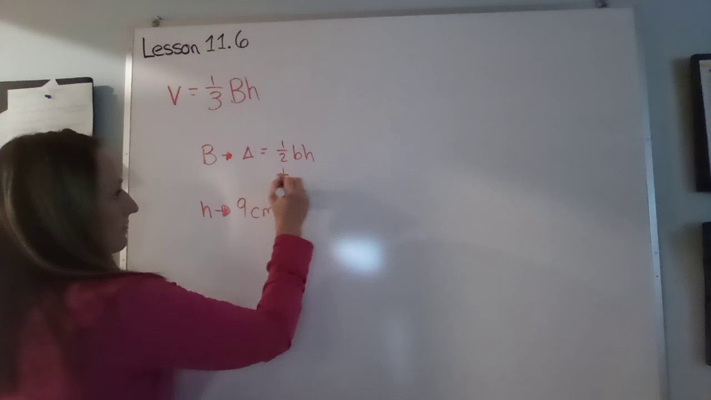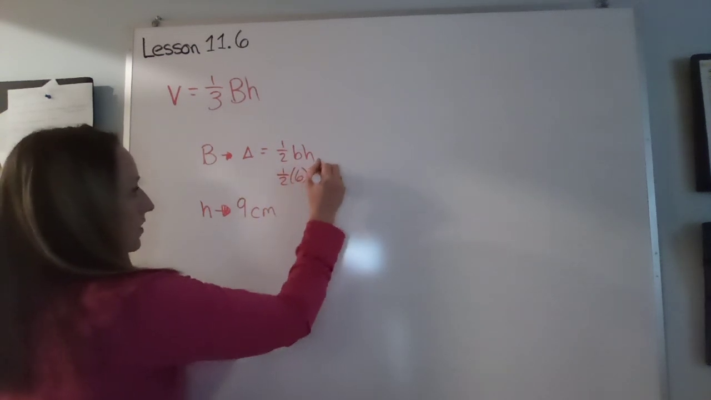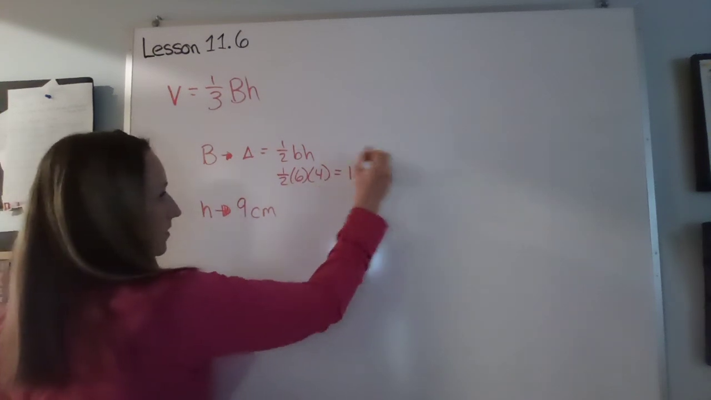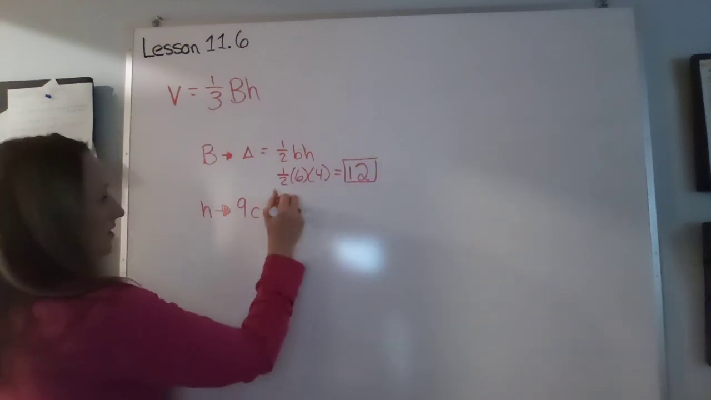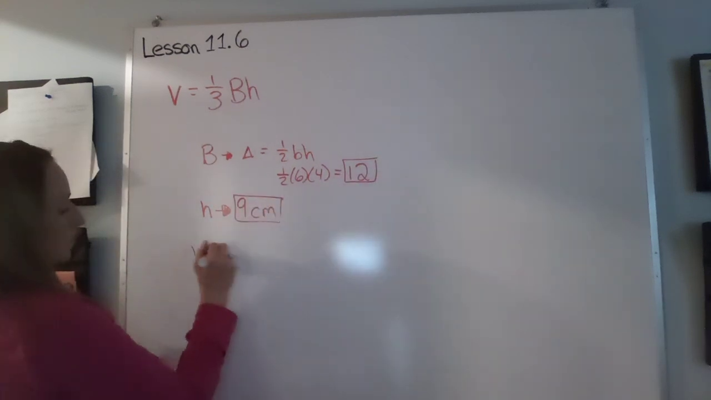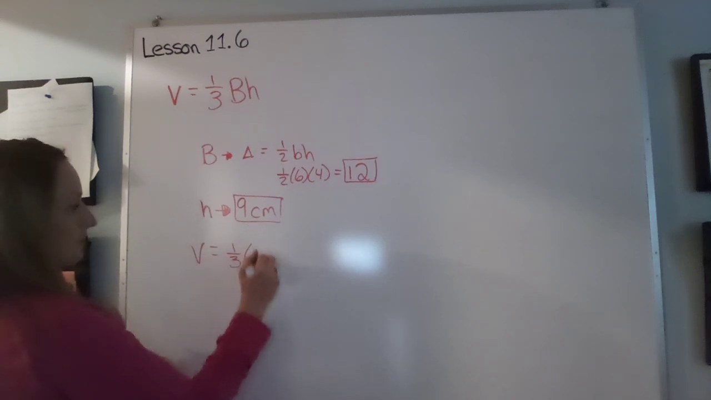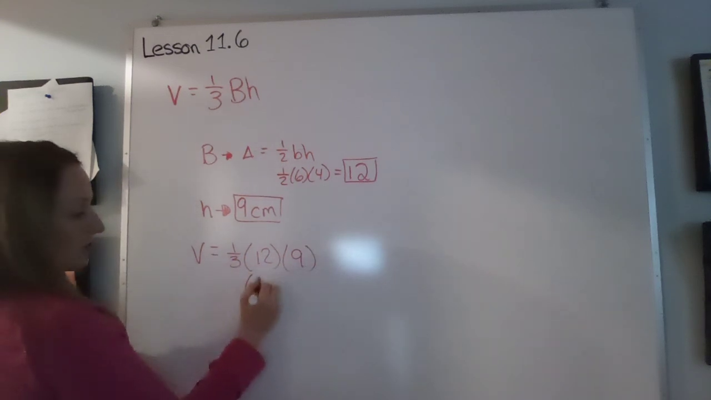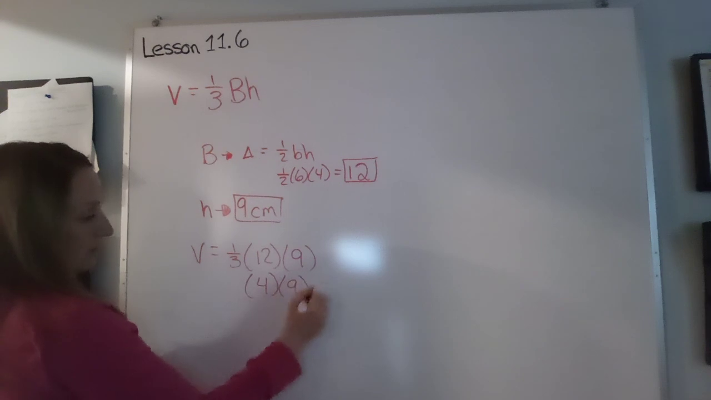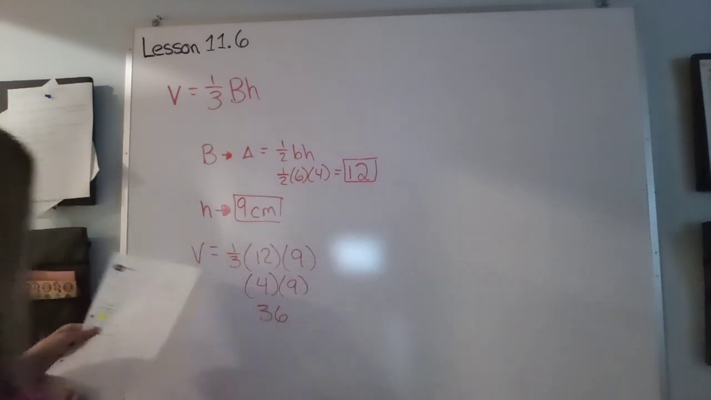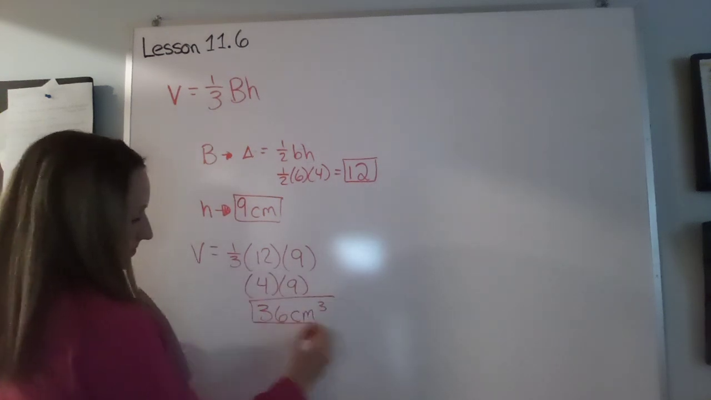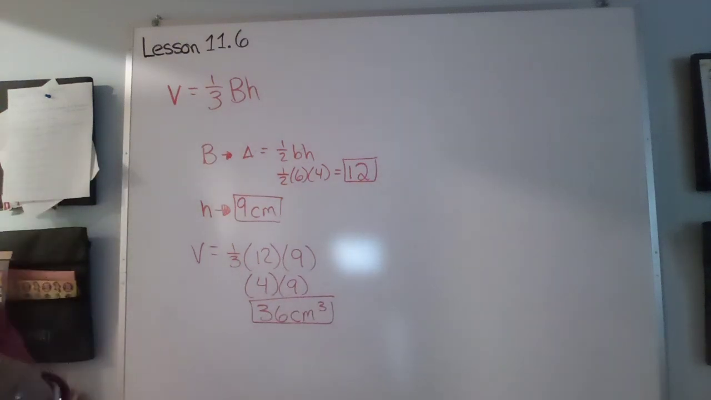So it's 1/2 times 6 times 4. 1/2 of 6 is 3, and 3 times 4 is 12. So the area of the base is 12. The height is 9, so the volume is 1/3 times 12 times 9. 1/3 times 12 is 4, and 4 times 9 is 36. The units are centimeters cubed. So that's the first problem.